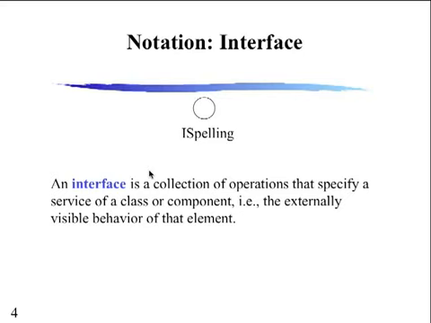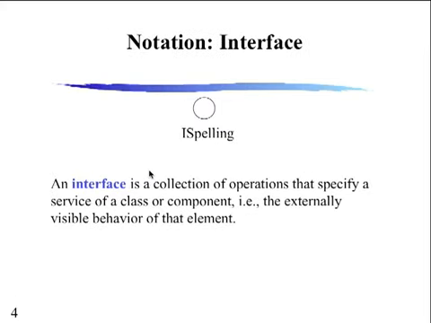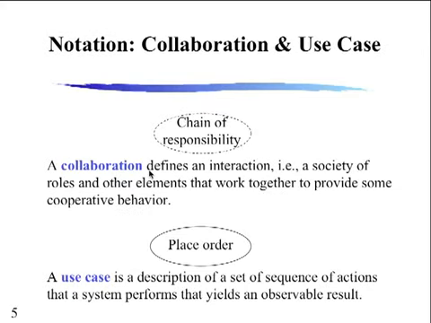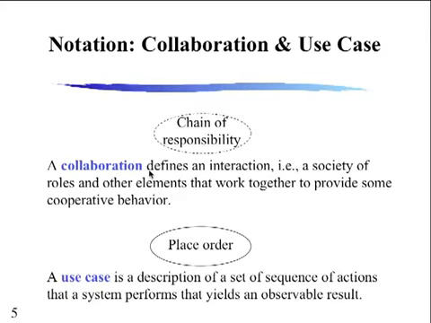Right, so the interface is a collection of operations that service the class or the component. The externally visible behavior of that element is the interface to it. We could actually think about public, private, and protected interfaces as well, but I'm not going to take it that far, because this would turn into a programming course instead of an analysis course. But there are some components associated with that. If you are familiar with different types of interfaces, then we can extend the concept further.